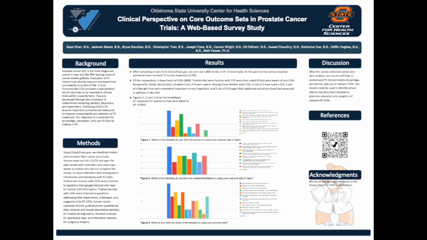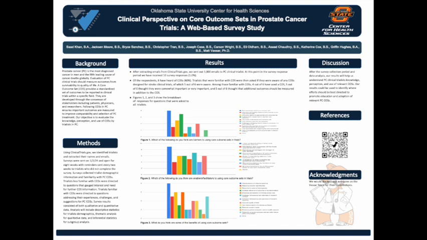Moving on to the results. After extracting emails from clinicaltrials.gov, we sent out 1,000 emails to prostate cancer clinical trialists. At this point in the survey response period, we had 10 survey responses, which was 1%. Of the respondents, 6 have heard of core outcome sets.